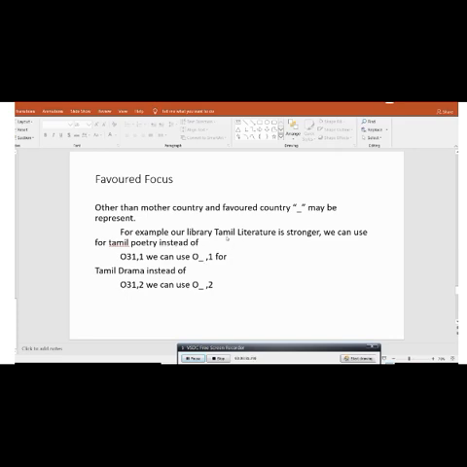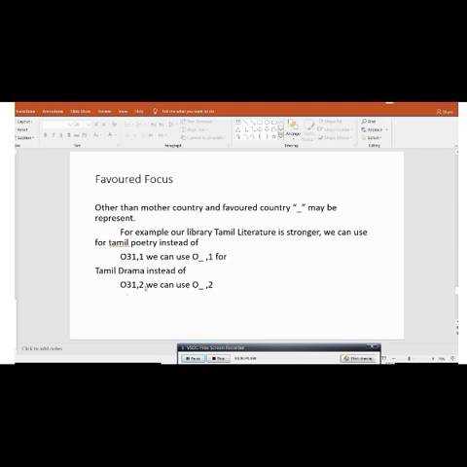In the favored pockets, we can use hyphen as the symbol. How can we use it? In the Tamil literature, for example, our library may be stronger in Tamil literature. We can use O31, 1. O is the literature, 31 is the language of Tamil, and 1 is for the poetry form. So instead of O31, 1, we can use O, then hyphen, 1.